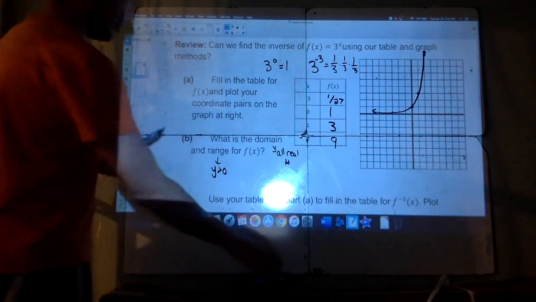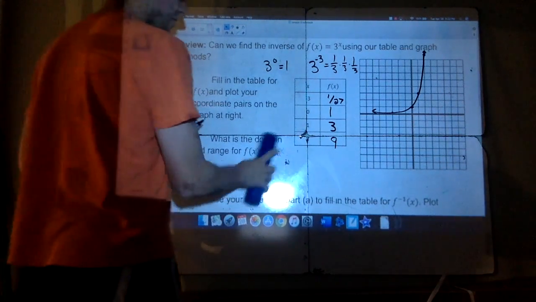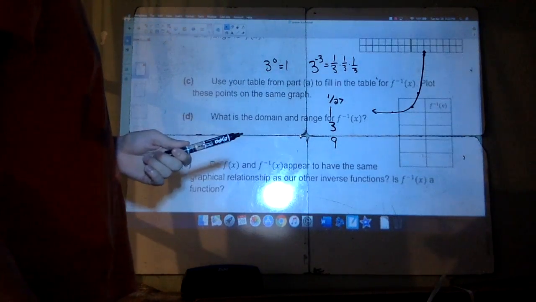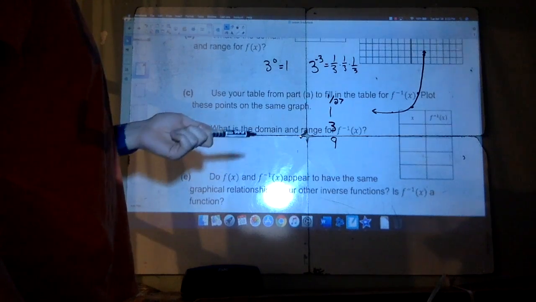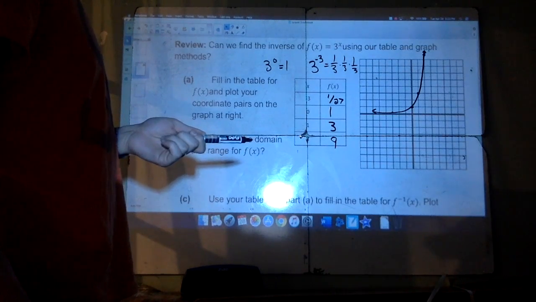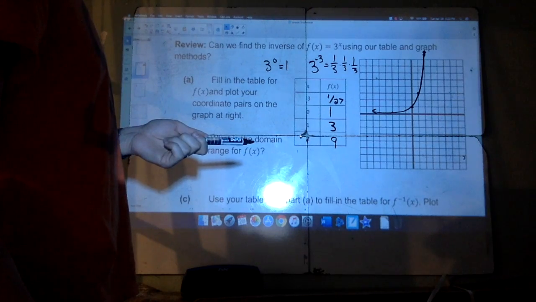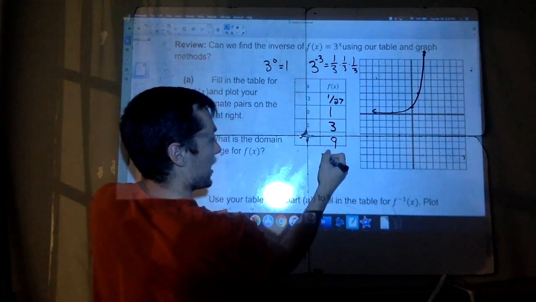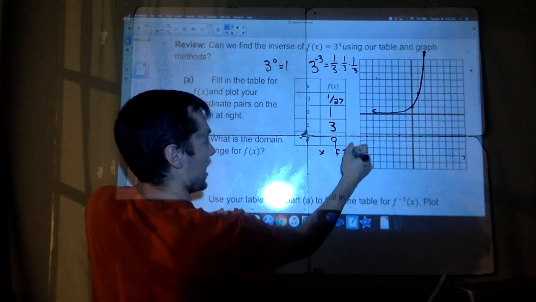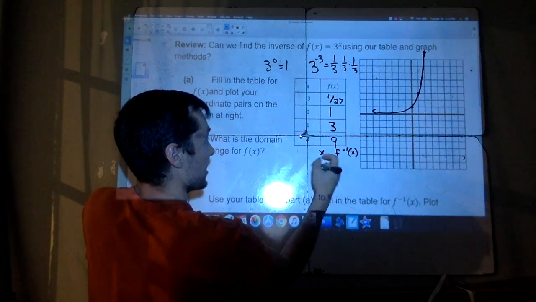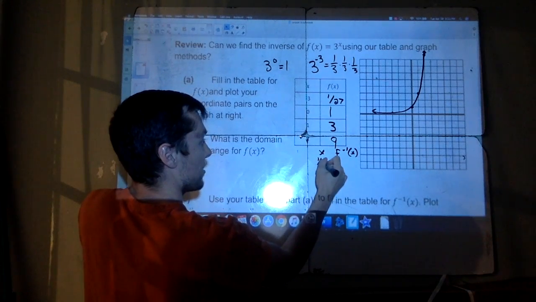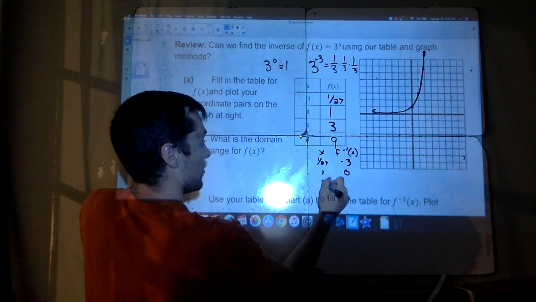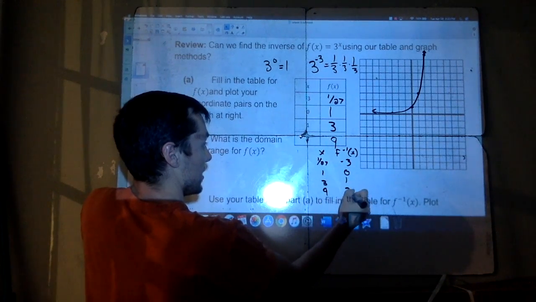So we're going to now look at the inverse of that function. It says use our table from part A to fill in the table for the inverse. Since we don't have a smartboard here, we're just going to do that up top. So what that means is we're going to make a new table for the inverse of it. So we have x and f inverse of x. So instead of negative 3, 1/27th, we have 1/27th, negative 3; 1, 0; 3, 1; 9, 2.